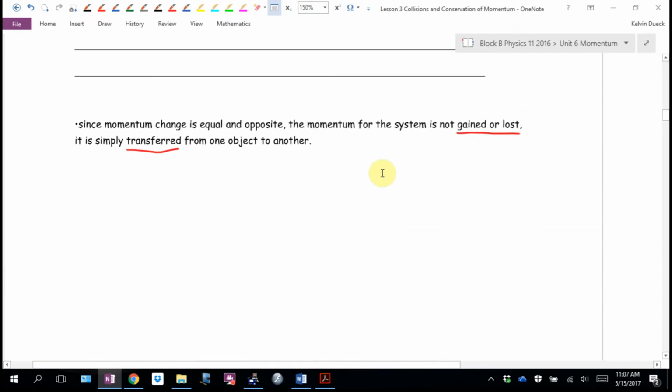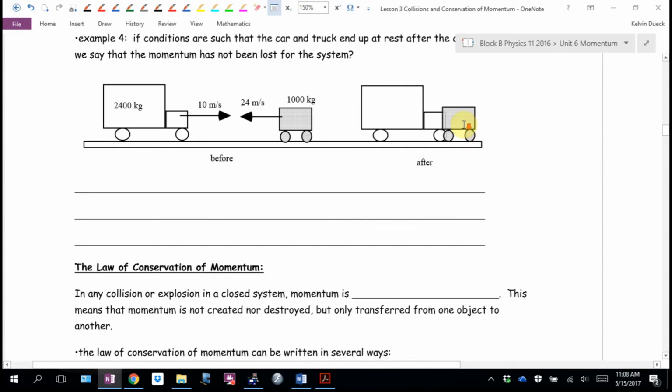Why? Because I just said the momentum for a system is not gained or lost. So if you end up with 0, you can't gain or lose anything. You must have started with 0 momentum. How can we say that? That's a good question. Draw a little line about 2/3 of the way over. Draw a line under after, because that's the after. Do you agree with me if they're both at rest after the collision, momentum final is 0?